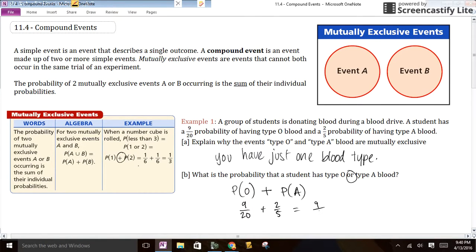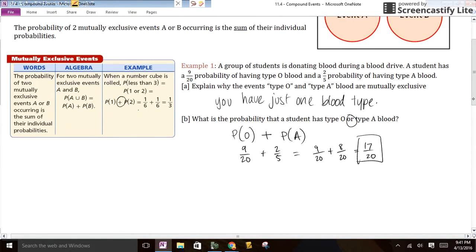So common denominator, 2/5 I got to multiply by 4, so 8/20. 9/20 plus 8/20 is 17/20. That is the chance that you would have either type A or type O. So if we grab 20 people, we could assume that about 17 of them will have type A or type O blood. So there you have it. That is mutually exclusive events.